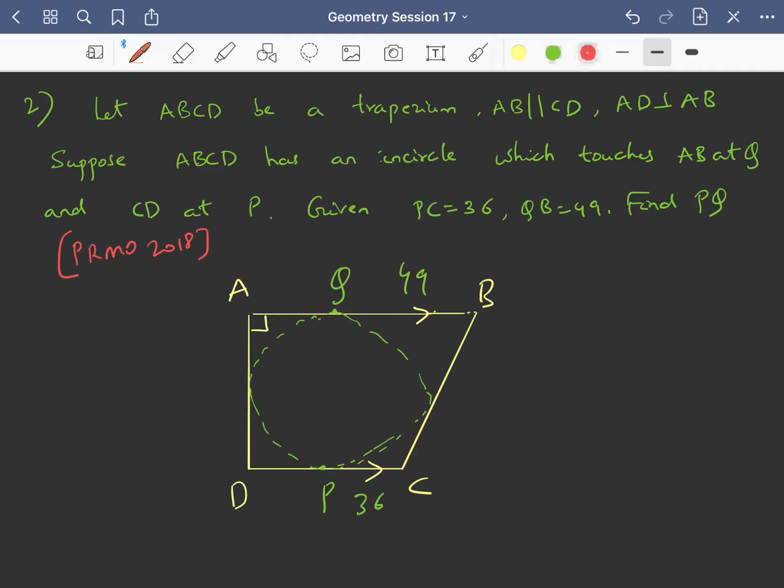Okay, so first hint is try to prove that PQ is parallel to AD. Okay, try to prove that PQ is parallel to AD. So pause the video and try to prove.